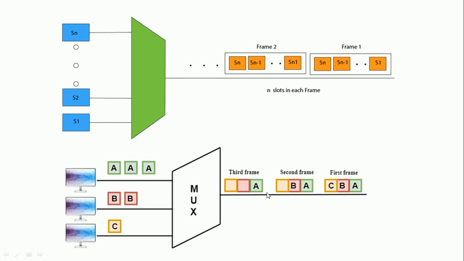In the third frame, only the first device has data, while the second and third devices do not have any data, so the time slots allotted to these two devices are empty. So this is the overall working of synchronous time division multiplexing, in which fixed time slots are allotted to the devices which are going to send the data. If the devices do not have any data to send, then the time slots are empty.